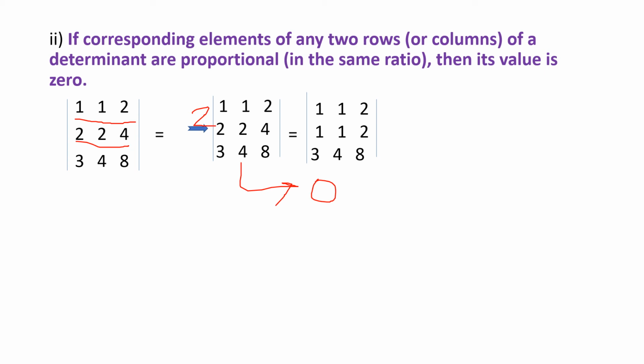We can infer this from the previous property also. How? As the 2 factor can be taken out common, and when we take out this 2 common, these two rows are now identical. And when two rows are identical or two columns are identical, here we have two rows, then the determinant is going to be 0.